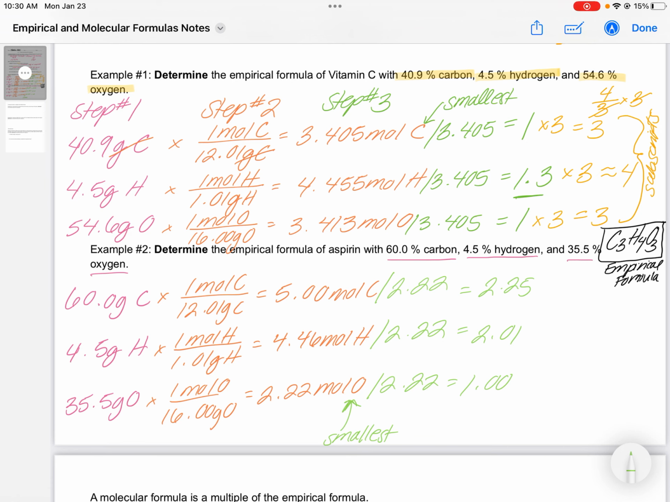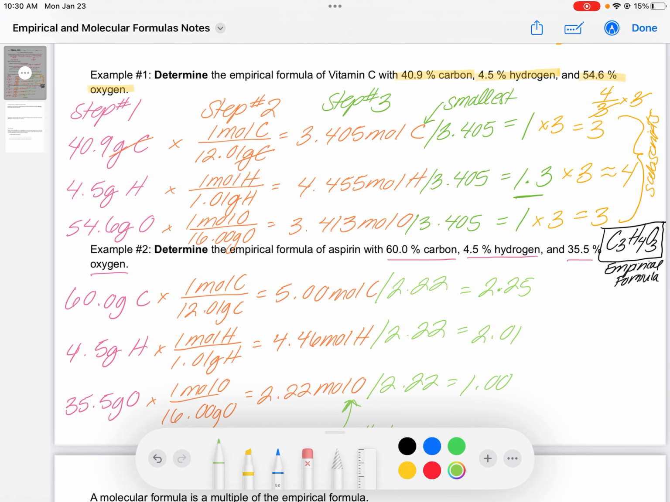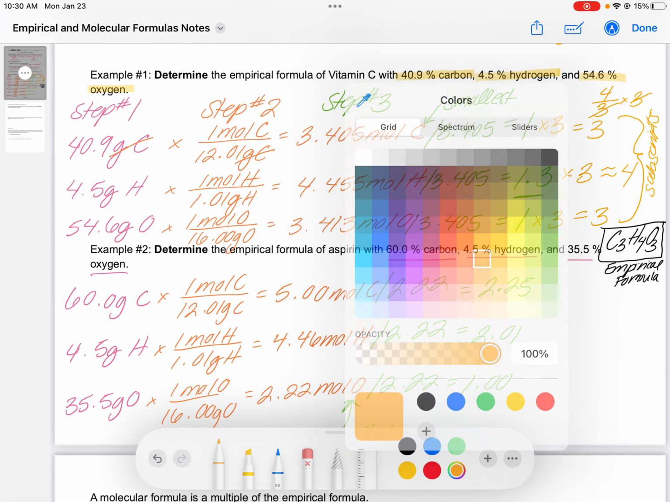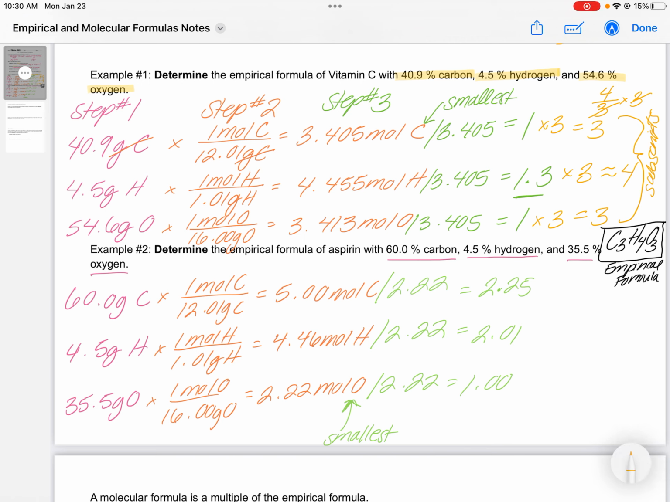When I look at these numbers, 2.25 is definitely not a whole number. 2.01, I will say, is close enough to 2 that we will treat that as a whole number, and 1 is a true whole number. 2.25 is not whole, and so we're going to have to multiply each of these by a whole number to make the subscripts nice and even.